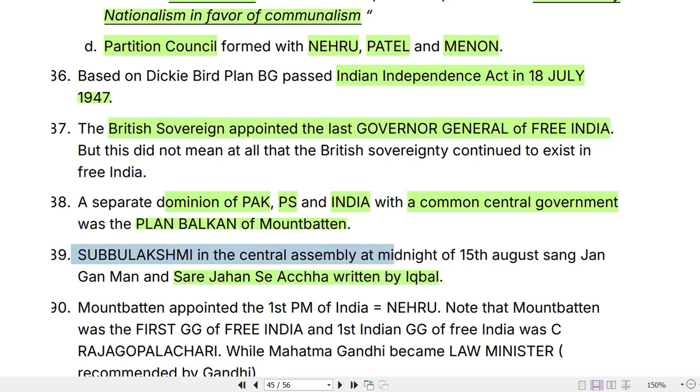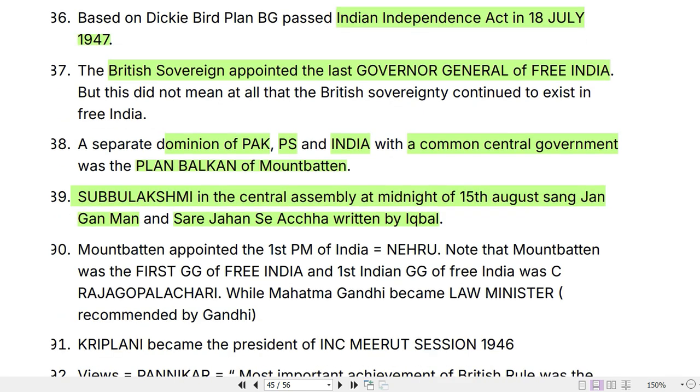Subbulakshmi in the Central Assembly at midnight of 15th August sang Jana Gana Mana. So it was Subbulakshmi. Mountbatten appointed Nehru as the first Prime Minister of India. Note that Mountbatten was the first Governor General of Free India, and the first Indian Governor General of Free India was C. Rajagopalachari.